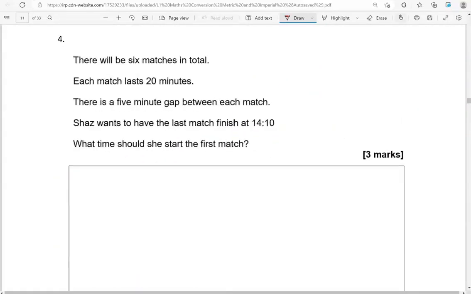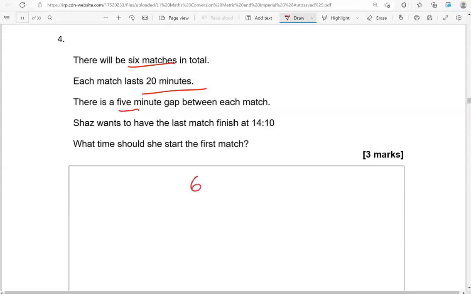There will be 6 matches in total. Each match lasts 20 minutes. There is a 5-minute gap between each match. Shaz wants to have the last match finish at 14:10. What time should she start the first match?